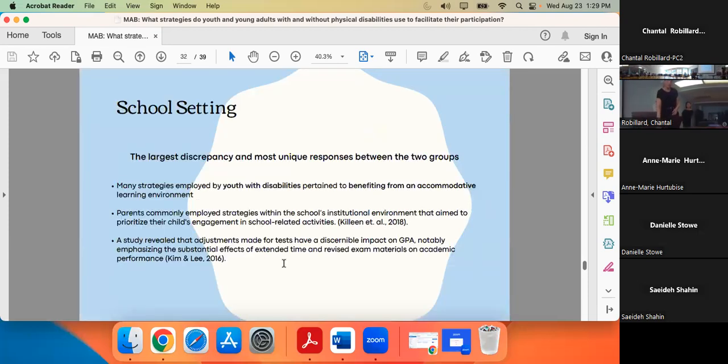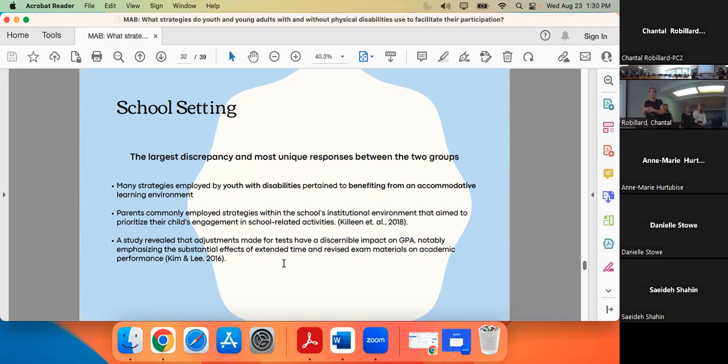So now moving into the school setting, as Lilian mentioned, this was the largest discrepancy that we found amongst the results and unique responses between the two groups of youth with and without disabilities, as many of the strategies employed by youth with disabilities pertain to benefiting from an accommodative learning environment. And we have seen in congruent studies that parents have commonly employed strategies in the past within their school's institutional environment that aim to prioritize their child's engagement in school-related activities. And perhaps the strategies employed by these parents at such a young age may have a long-term effect on youth with disabilities and encourage them to employ similar strategies as they grow up and continue their education.